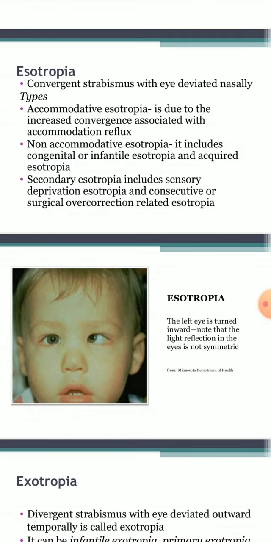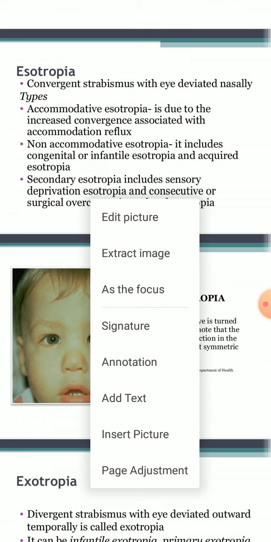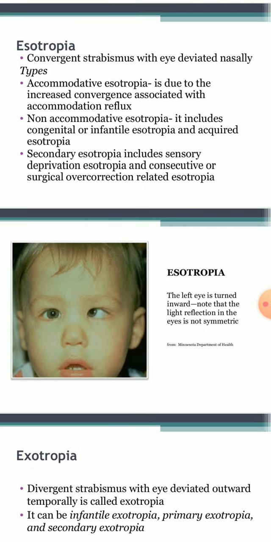Esotropia, convergent strabismus with the eye deviated nasally. Accommodative esotropia is due to the increased convergence associated with the accommodation reflex. Non-accommodative esotropia includes congenital or infantile esotropia and acquired esotropia. Secondary esotropia includes sensory deprivation esotropia and consecutive or surgical overcorrection related esotropia.